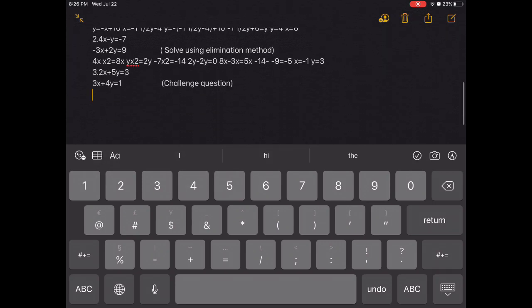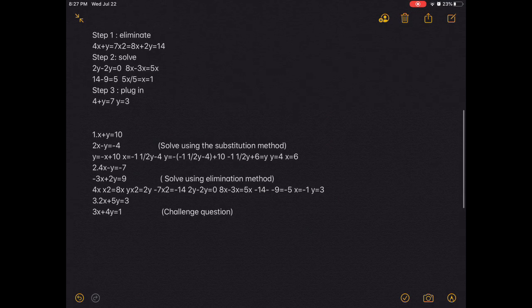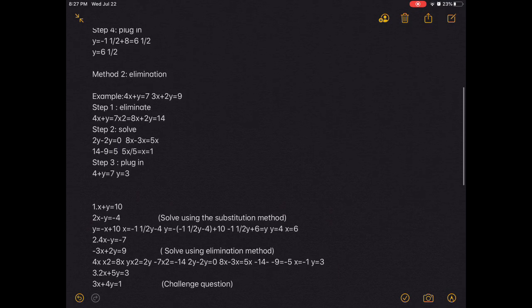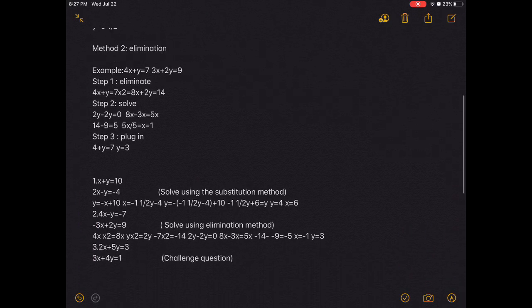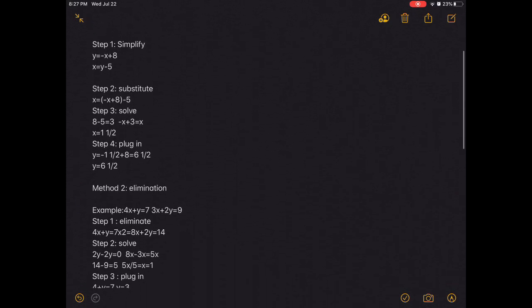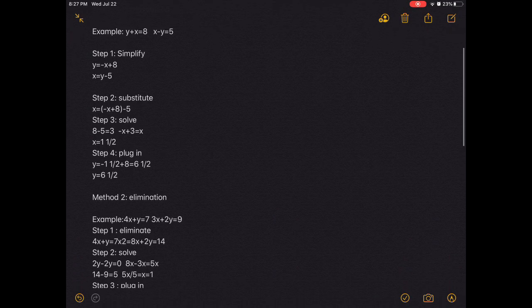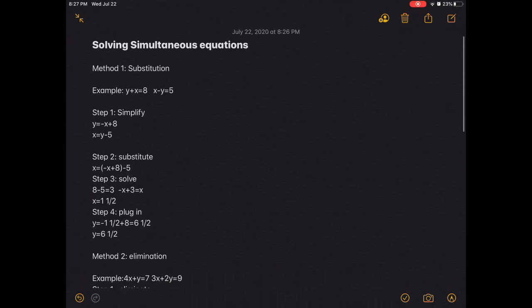So for the challenge question, the answer is in the description below. So yeah. I hope you had a good time today solving simultaneous equations. The problems I give you aren't always right because it's hard to get the right problems. So I'm sorry for that.